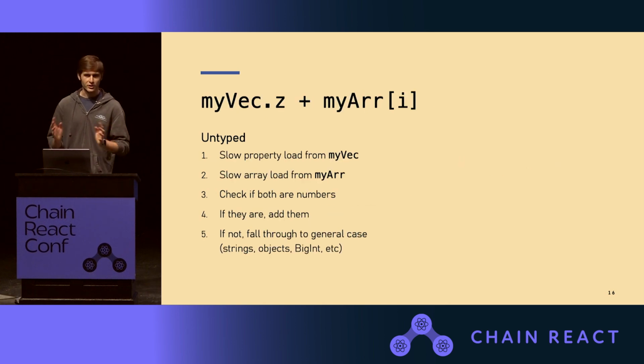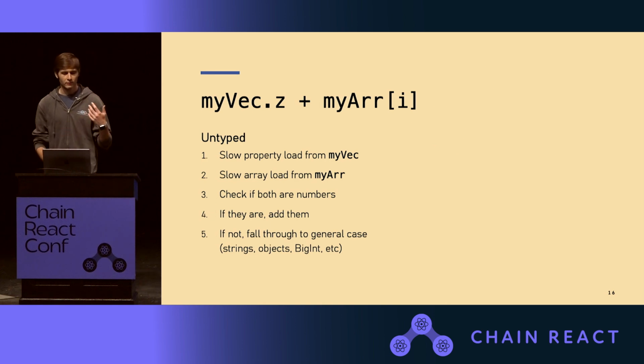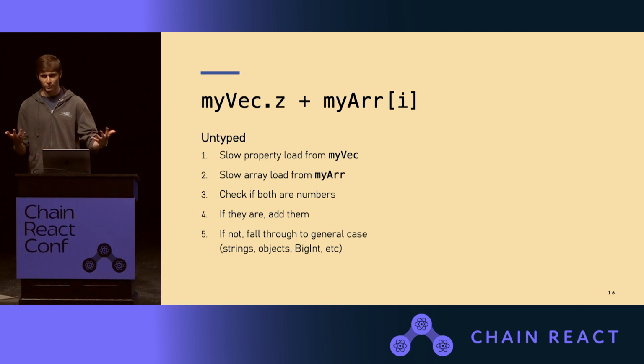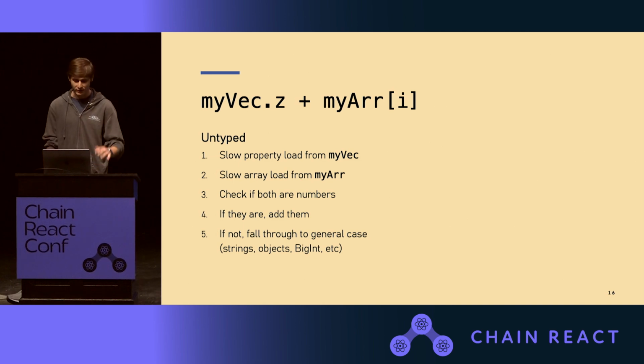So let's look at an expression that combines these and see how these inefficiencies can add up. So here we have myvec.z plus myArray at I. In untyped code, we would first do the slow property load from myvec and myArray that I previously described. Then we have to check that what we've loaded are both numbers. If they are, then we can add them as numbers. But if they're not, we have to fall through to the general case, handling all of the other things that can come to the addition operator, like objects, strings, big ints, anything really.